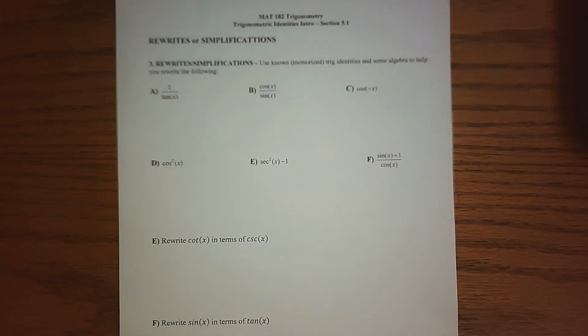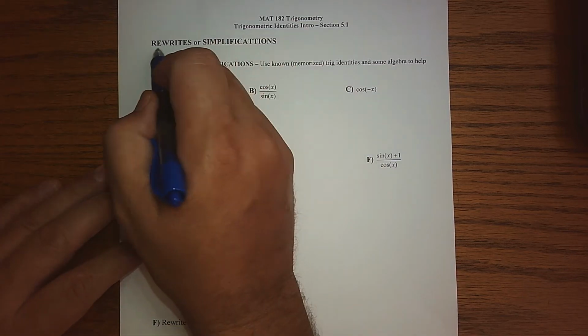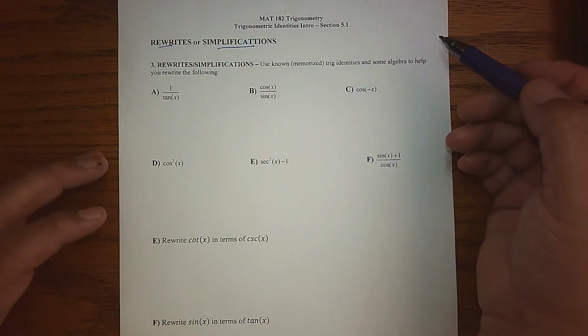Okay, so now that we have our identities down and we've used them to do some exact values, here's something that's relatively new, although I think you guys have been using this kind of idea all along. We're just using it in more detailed and in more algebraic ways. What we're going to do is rewrite or simplify an expression.